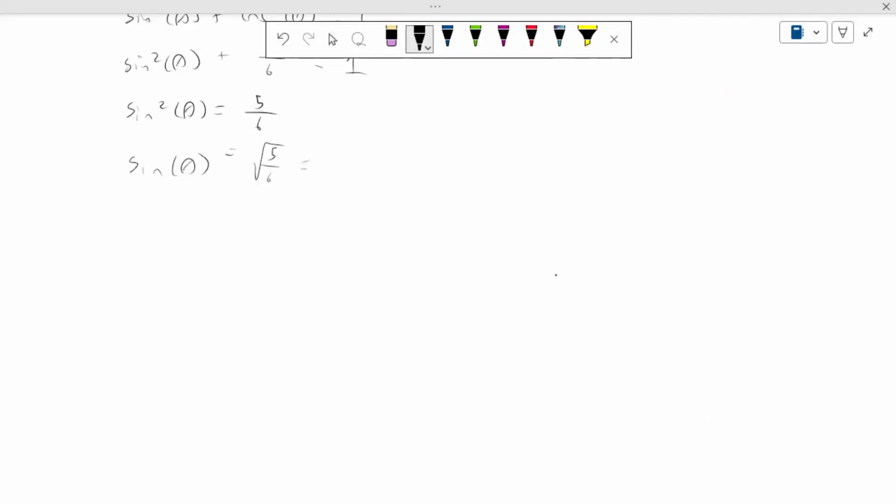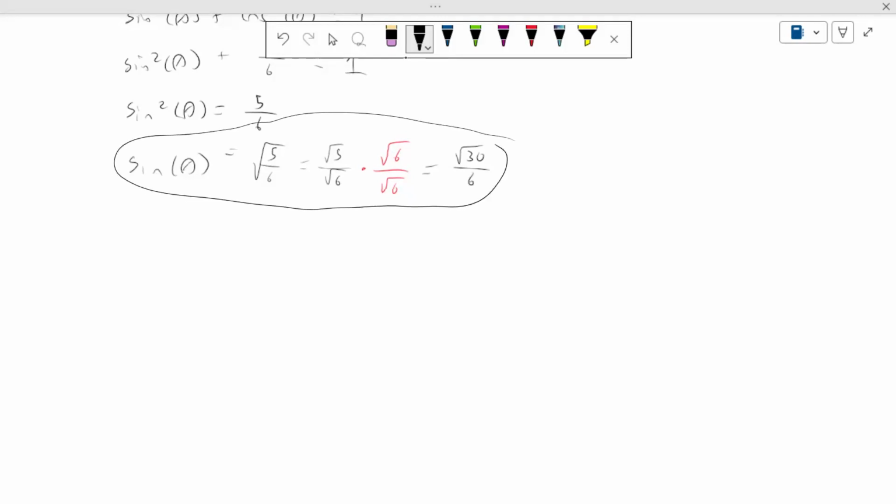I have to rationalize that. Can't just leave it like that. This is the same thing as square root of 5 over square root of 6, right? Now I can multiply by square root of 6 over square root of 6 on the top and the bottom, and I get that this is equal to square root of 30 divided by 6. That's my sine of theta there. Any questions on that?